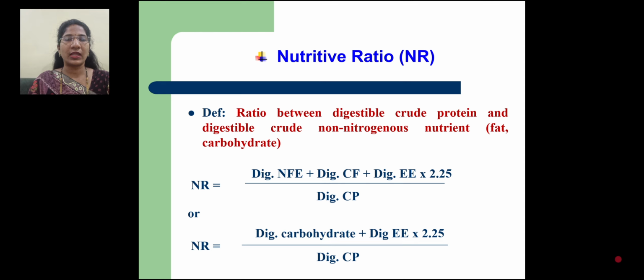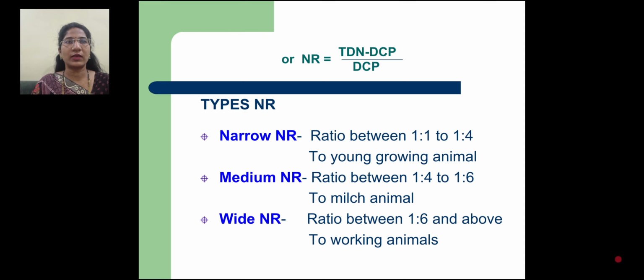The first formula: NR is equal to digestible nitrogen free extract plus digestible crude fiber plus digestible ether extract multiplied by 2.25, divided by digestible crude protein. Another formula: digestible carbohydrate plus digestible ether extract multiplied by 2.25, divided by digestible crude protein. Another formula is also used: NR is equal to TDN, that means total digestible nutrient, minus digestible crude protein, divided by digestible crude protein.